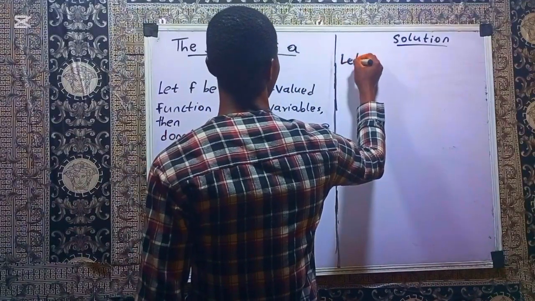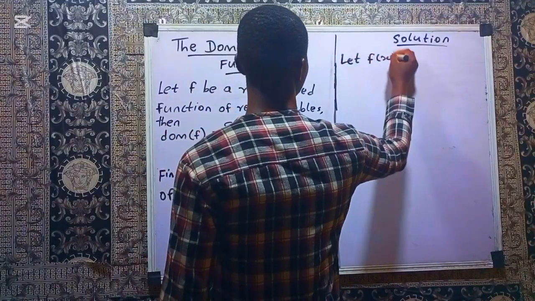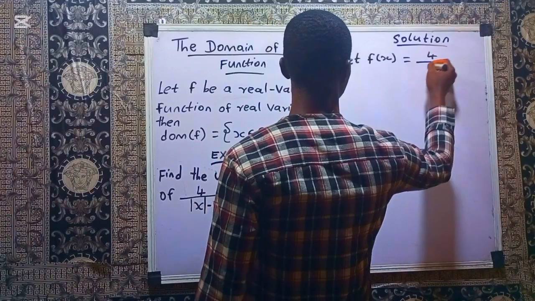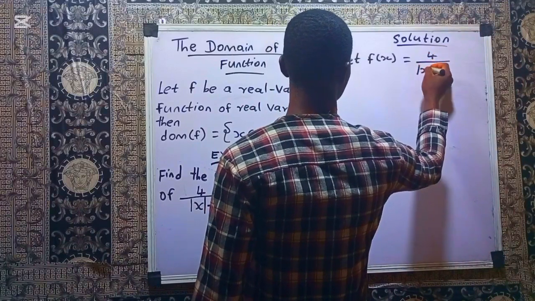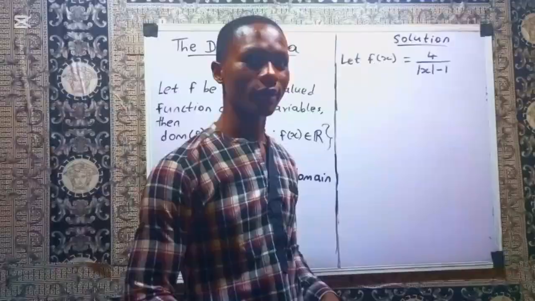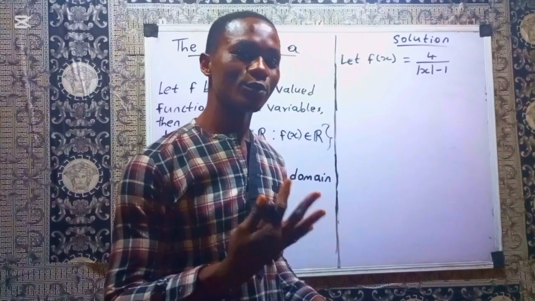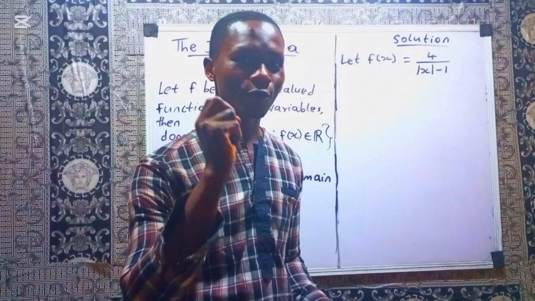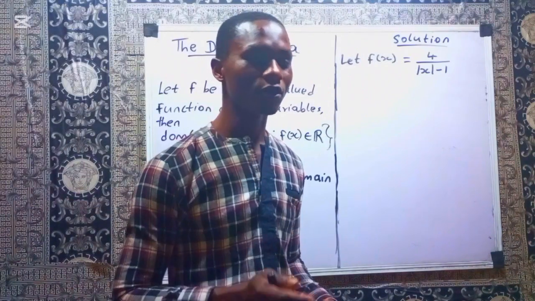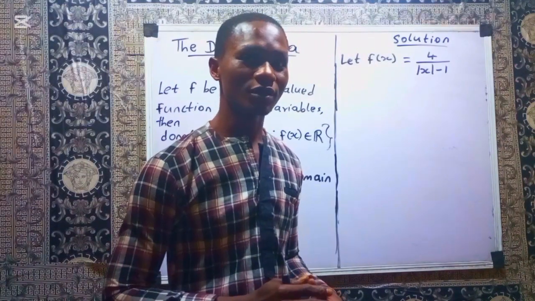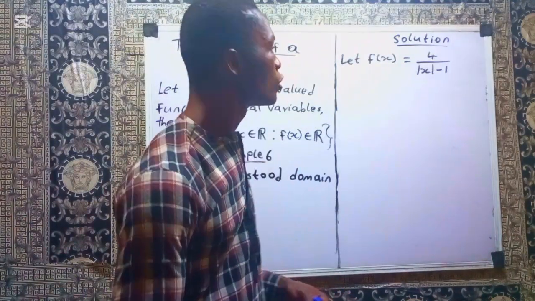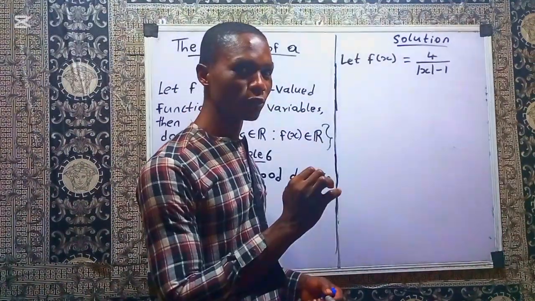So let me call our function. Let f of x be equal to 4 divided by absolute value of x minus 1. Anytime you want to find the domain of a rational function, just remove the points that will make the denominator to be 0. Once you have done that, then other points will be part of the domain. So we'll consider the points that will make the denominator to be 0.